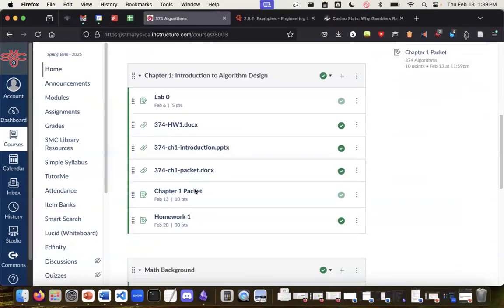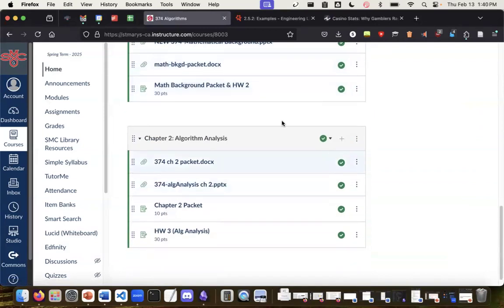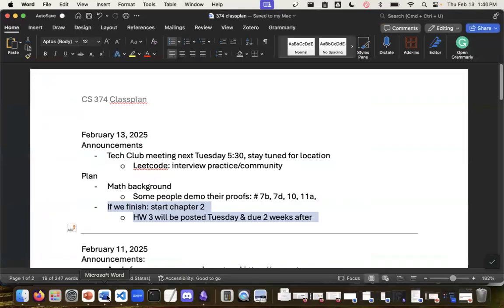Let me just show you what Canvas looks like now. Because I made some changes during my lunch hour, there's a new PowerPoint that has slightly different examples near the end. Everything else is pretty much the same. And then I've added the new unit as well. Okay. Any questions before we get started? Great.